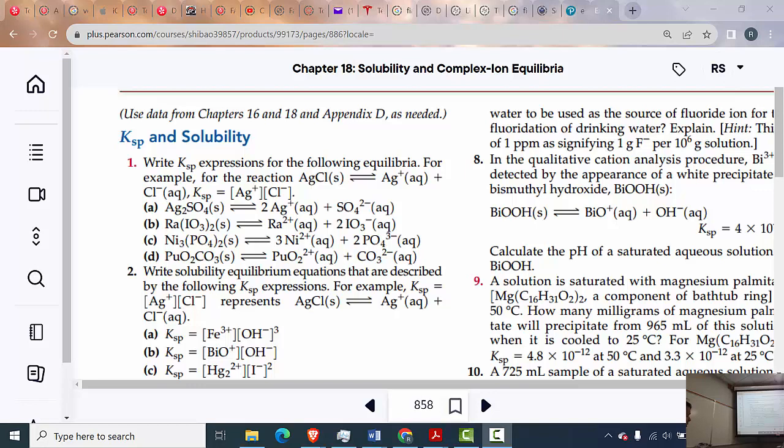Here, the nickel phosphate, this is nickel 2 phosphate, 3 nickels, 2 phosphates. So the nickel concentration would be cubed, phosphate squared. So this would be a bit more complex. And then we have this plutonium oxide cation and carbonate anion here.